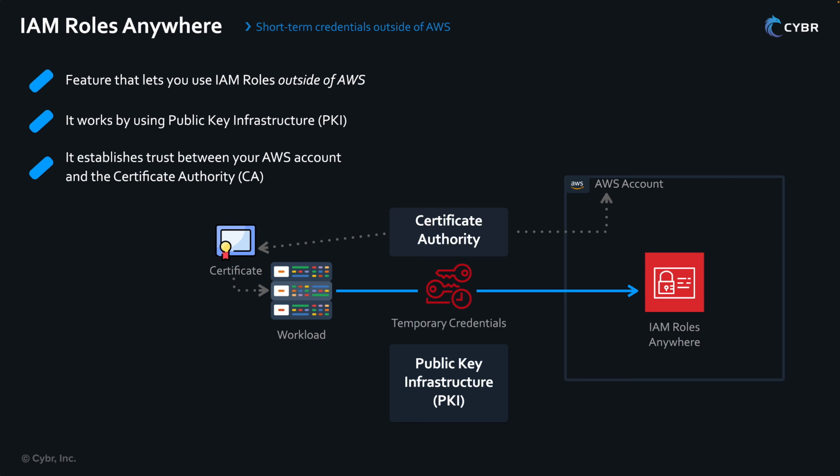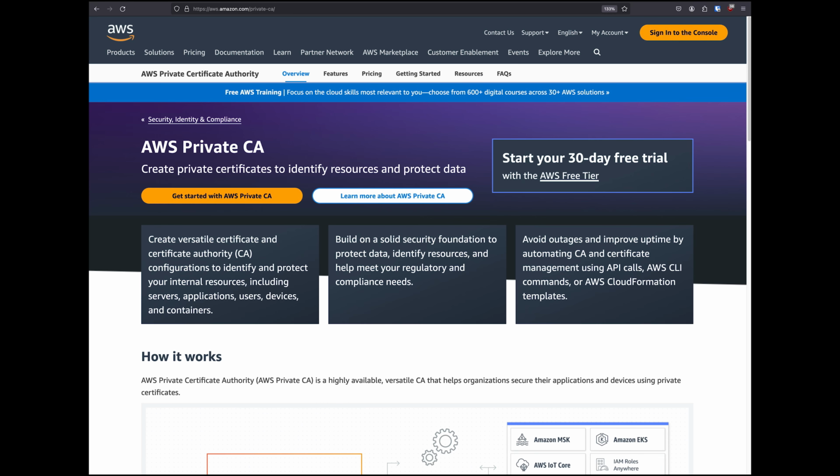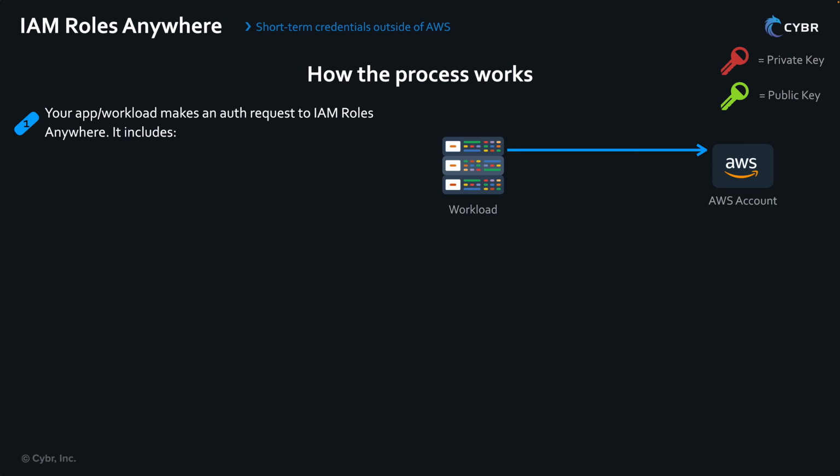If you already have a certificate authority as part of your existing public key infrastructure system, then you can simply use that. But otherwise, you can create a new one with AWS's service called Private Certificate Authority, or AWS Private CA, to then issue and manage your private certificates. And then you can use AWS Certificate Manager to provision and manage public TLS certificates. So I know that probably sounds like a lot, especially if you're not familiar with these concepts, but the process looks a little bit like this.